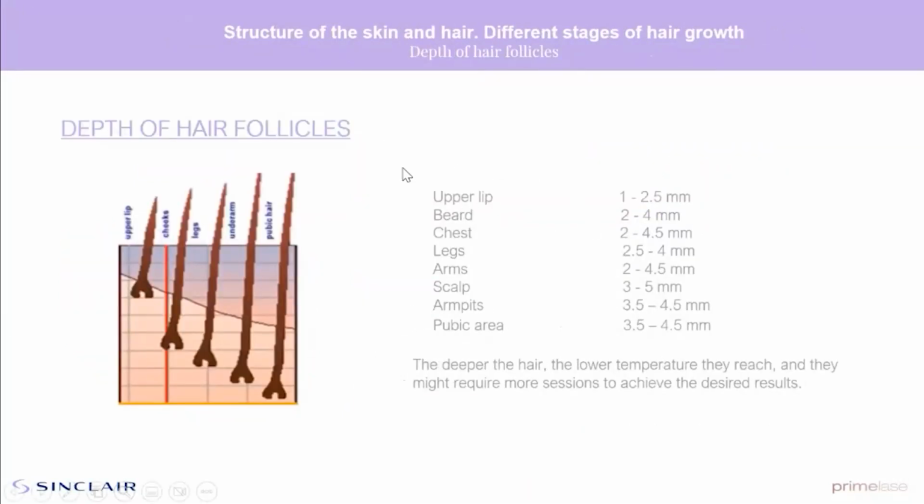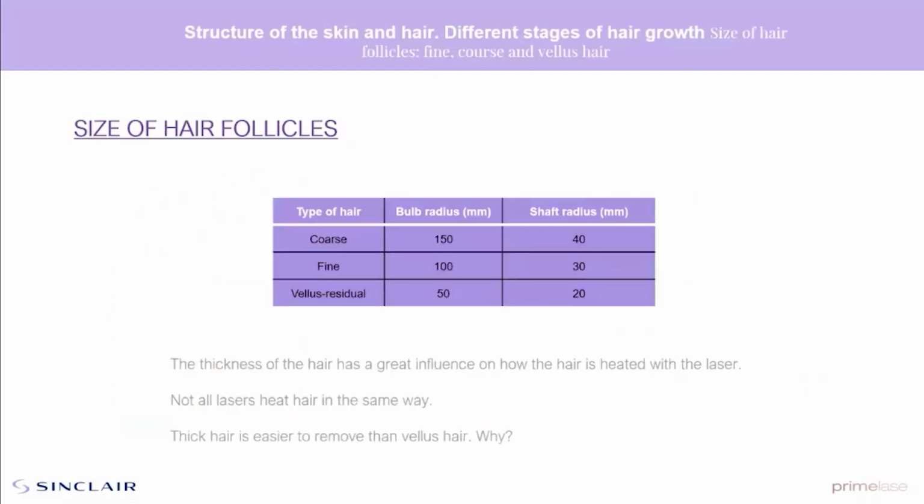What else is important to consider when talking about hair removal treatment? It's the depth of the hair follicles. Obviously it will not be the same treating hairs whose roots are more superficial as treating some that are located really deep. Obviously, we would need more power, more fluence, but also maybe more sessions. So it's important to consider where we are treating.